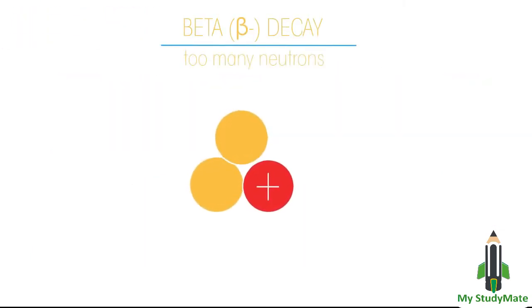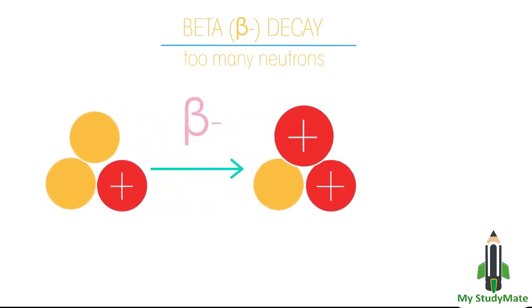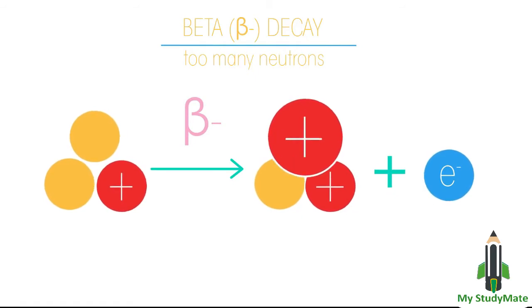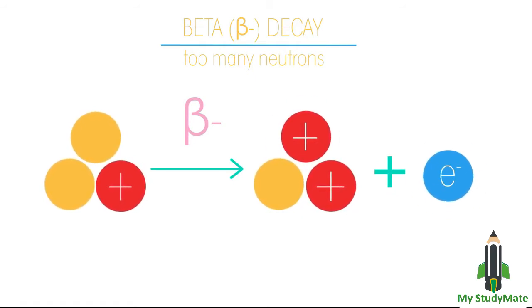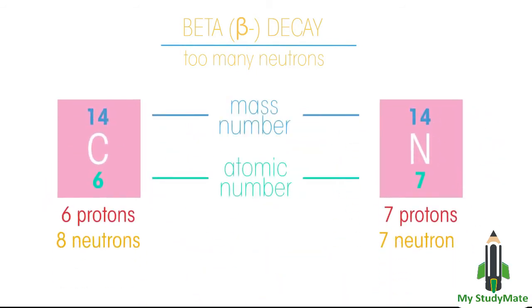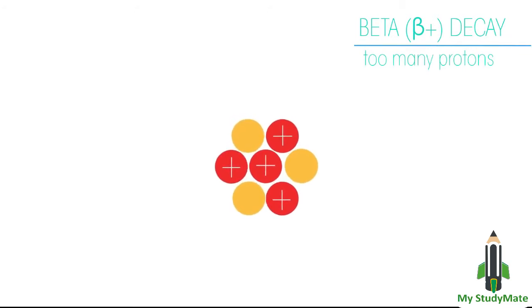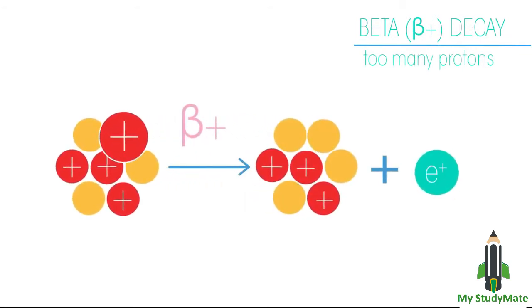When an isotope has too many neutrons, it decays by beta minus decay. A neutron changes into a proton and an electron. The proton is retained by the atom while the electron is lost. The lost electron is high energy and is called a beta particle. By losing a neutron whilst gaining a proton, the mass number of the atom remains the same, but the atomic number increases by 1. A new element is formed that is 1 place higher in the periodic table.